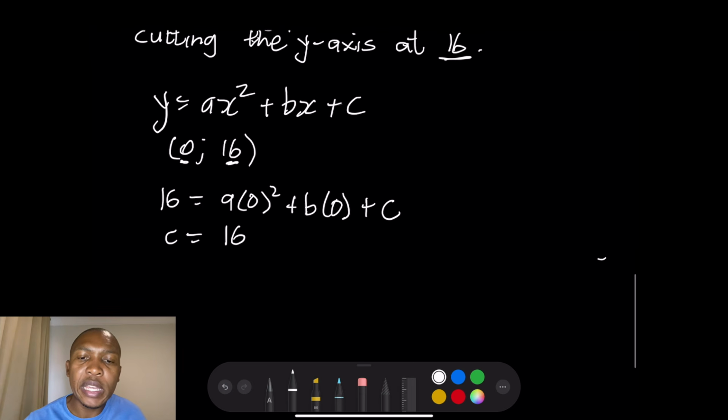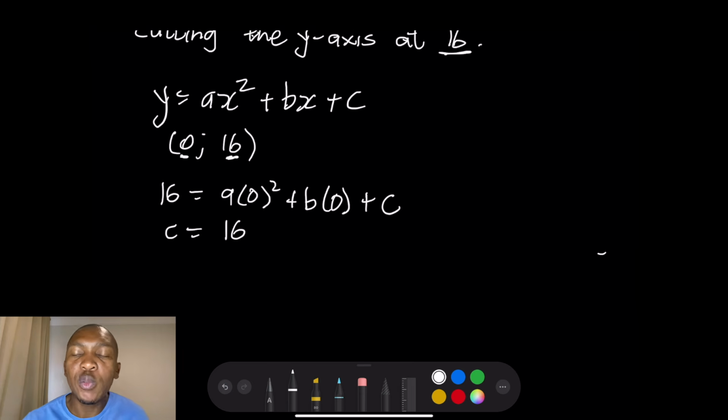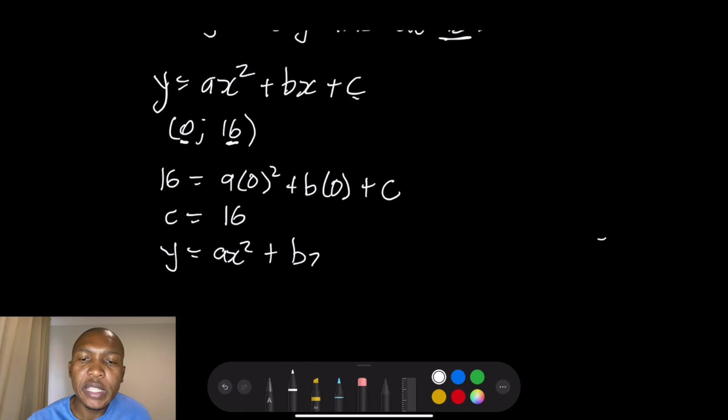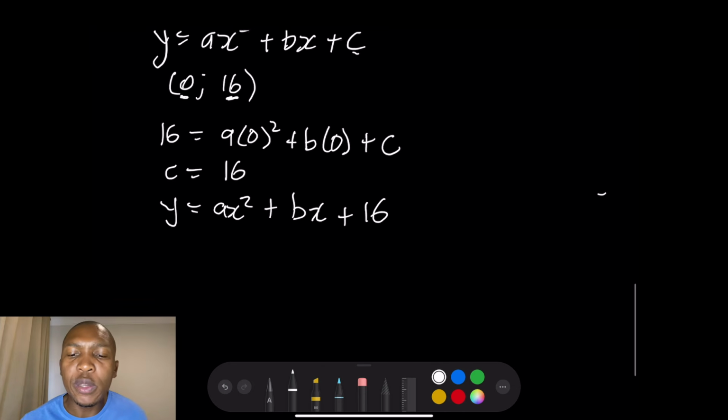If you remember what I said in the previous videos, when we know the y-intercept, we already know the value of c in this particular format. Maybe I'll show you another format of how we could have tackled this. Let's write it down in full now. So we know it's y is equal to ax squared plus bx plus 16. There are two ways in which we can solve it.